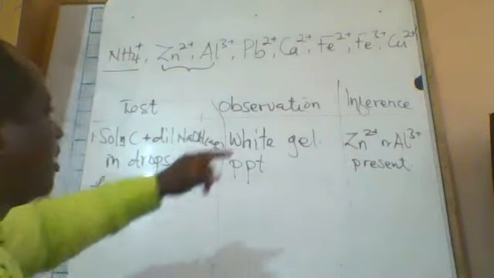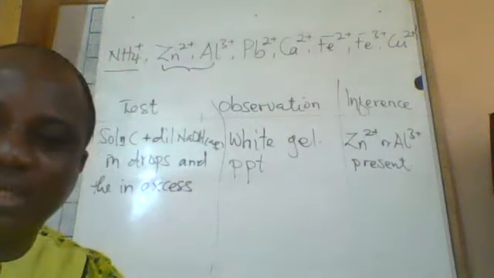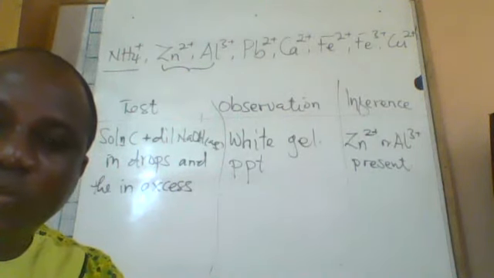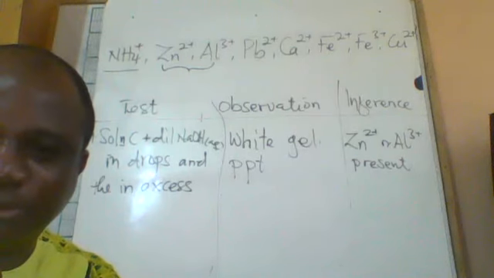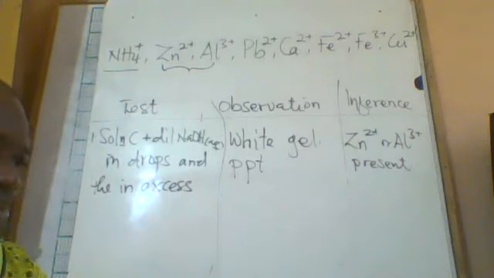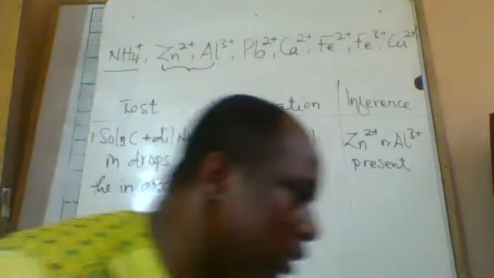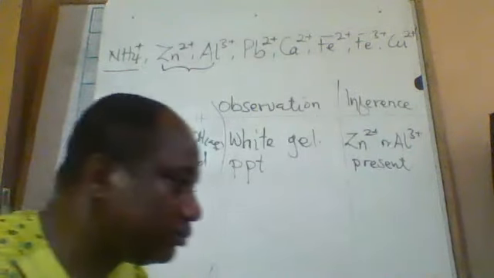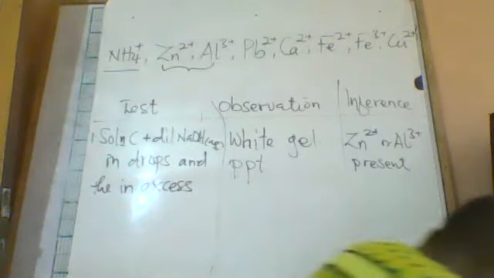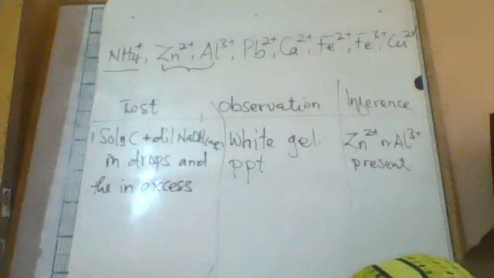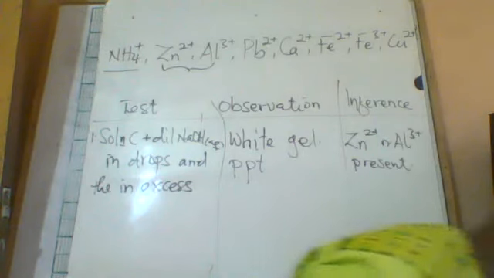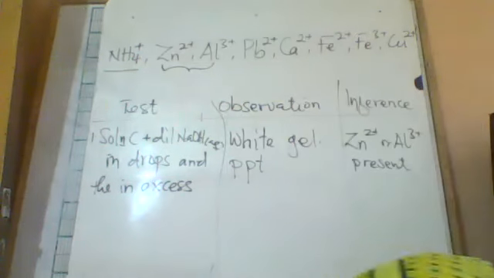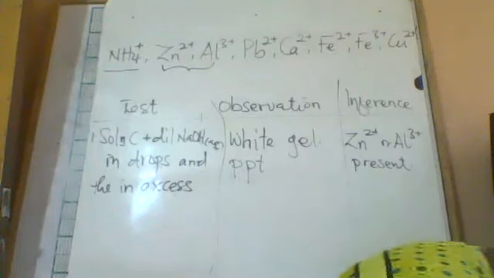Now, when you add sodium hydroxide in excess, would the precipitate be soluble or insoluble? Who can help me? For which ion? For what we have done here. It will be soluble. Why? Like you said, from zinc to lead are soluble in excess sodium hydroxide. Yes, sir. That's exactly so.